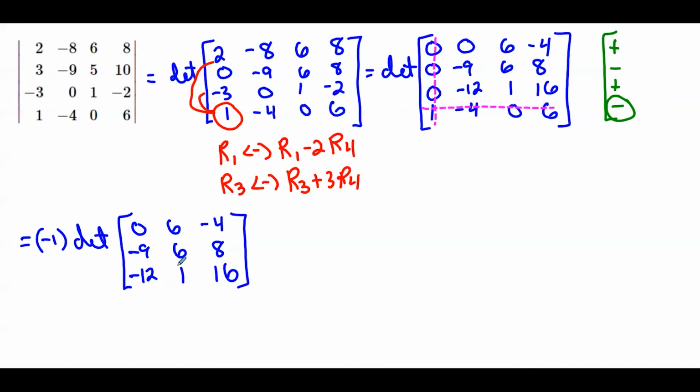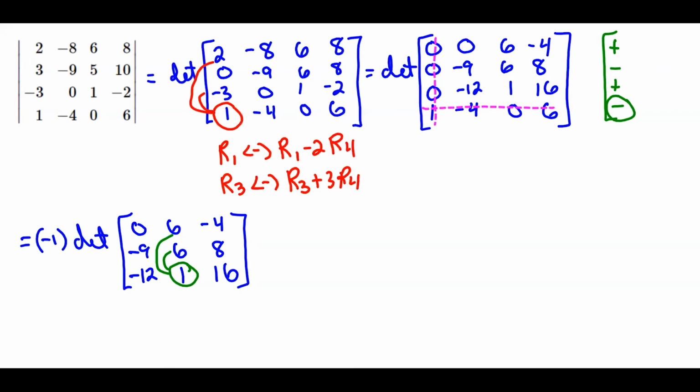Is there something I can do here to give me 2 zeros? So I have a 0 here, and that's in this row and this row and this column. Don't really see anything to create a second 0. I could use this 1 and eliminate both of these 6's, and that wouldn't change the determinant.